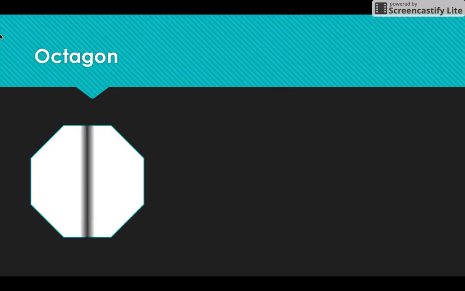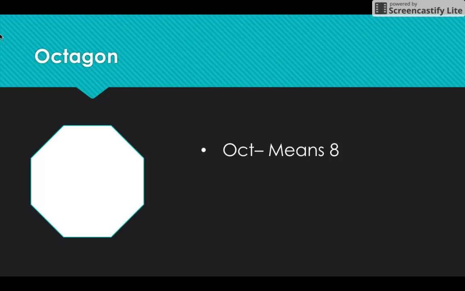Last but not least is our octagon. Oct means eight. The word you're probably most familiar with that starts with oct is octopus, because an octopus has eight legs. An octagon has eight sides and eight angles.